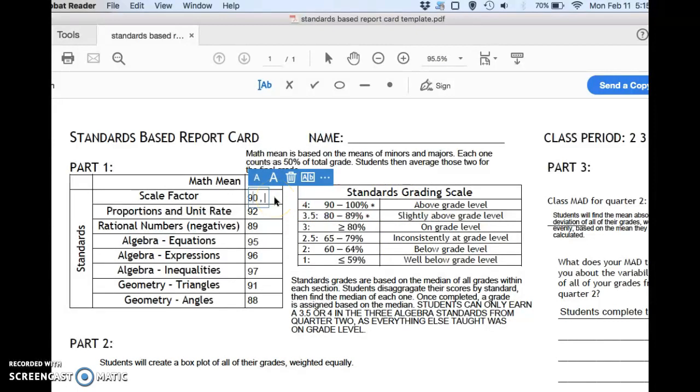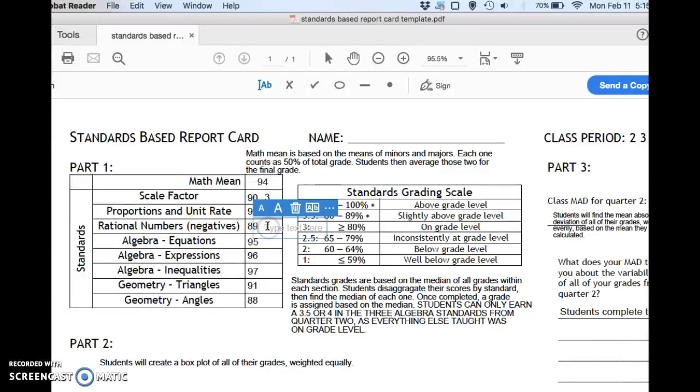This person would then get a 3 because that was all of what we taught last quarter of standards. This was on grade level. The only things that were above grade level were your algebra strands. Remember that in class. There you can give yourself a 3.5 or a 4. Everything else you would be a 3. So this person then would have a 3 here.